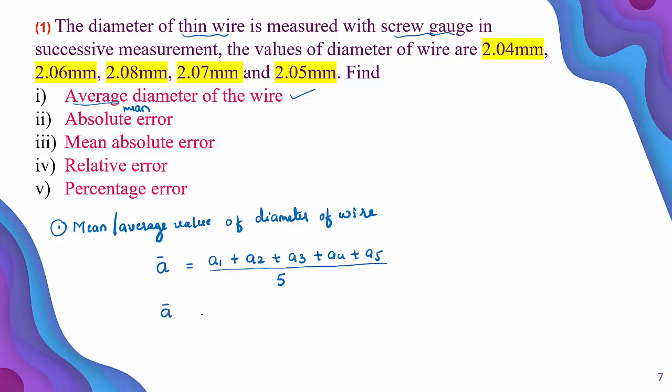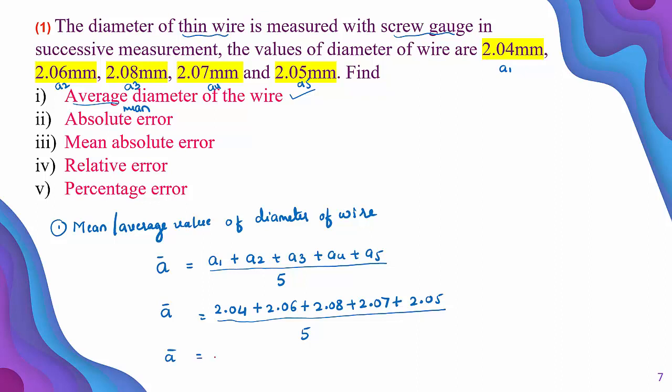A bar is equal to, A1 means what here? 2.04. A2 is 2.06. A3 means 2.08. A4 is 2.07. A5 is 2.05. Now substitute all the values here. A1 is 2.04 plus A2 is 2.06 plus A3 2.08 plus 2.07 is A4 plus 2.05 is A5. Now we substituted all the readings, divided by 5. Find the value of A bar here.